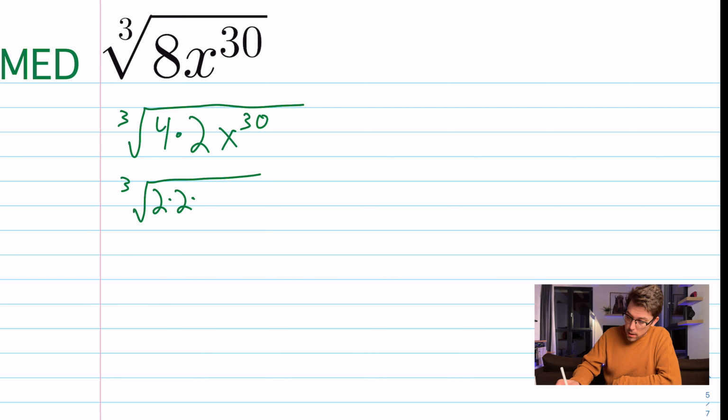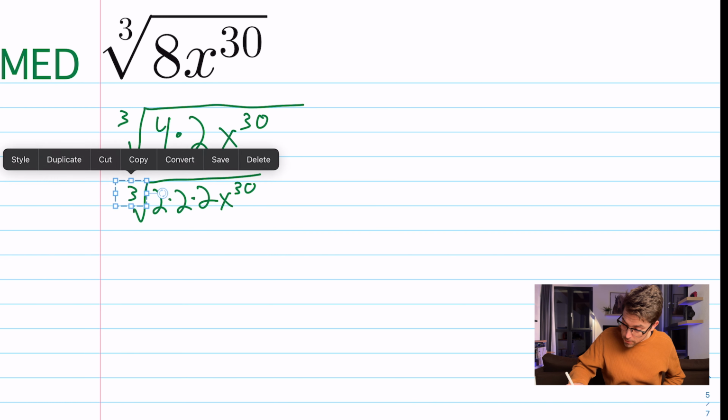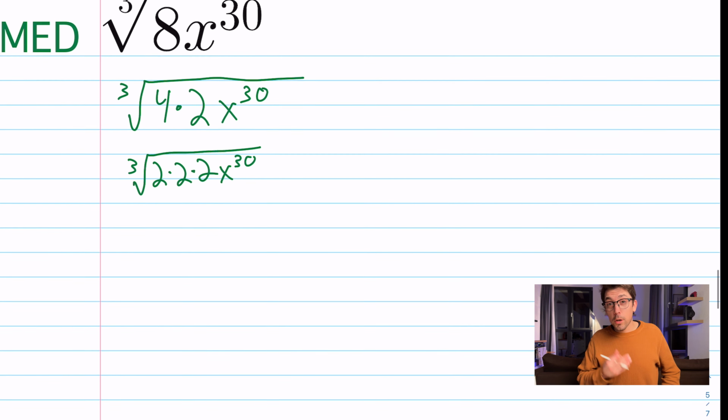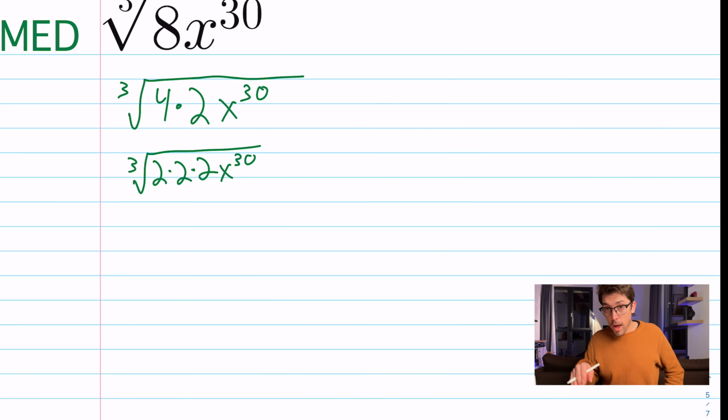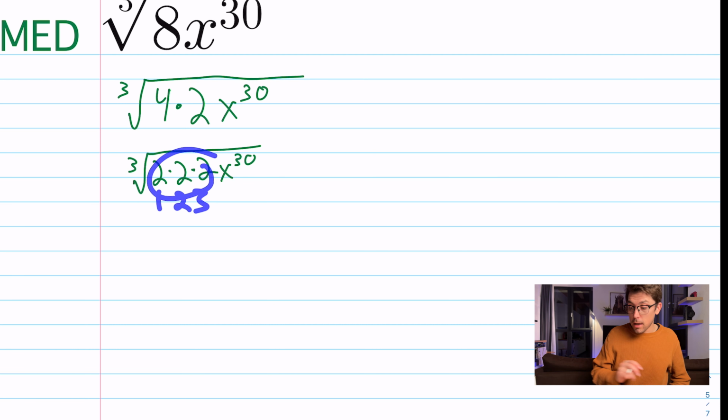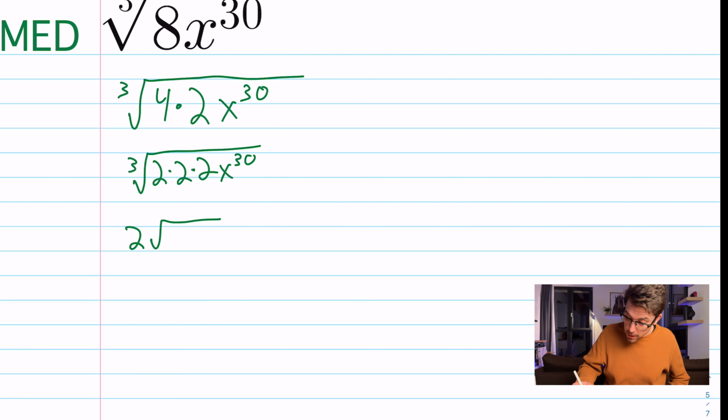I can break up 4 into 2 times 2, times my other 2. So again, that 4 splits up into those 2s, there's my other 2, and then I'm going to have x to the power of 30. Now, I forgot one of the most important parts, the cubic root. So I'm looking for 3 numbers on the inside of the radical, and I want to pull out one of them to the outside. Since I have 3 2s, one of them is going to come out to the outside. So I'll now have 2 times the cubic root of x to the power of 30.